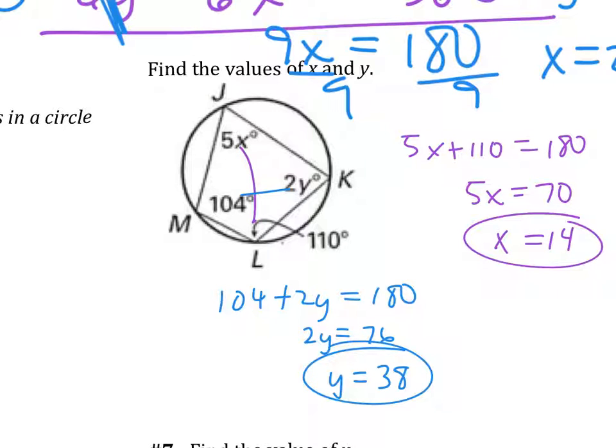Okay? So understand inscribed quadrilaterals. Opposite angles add up to be 180. Big idea. Okay?